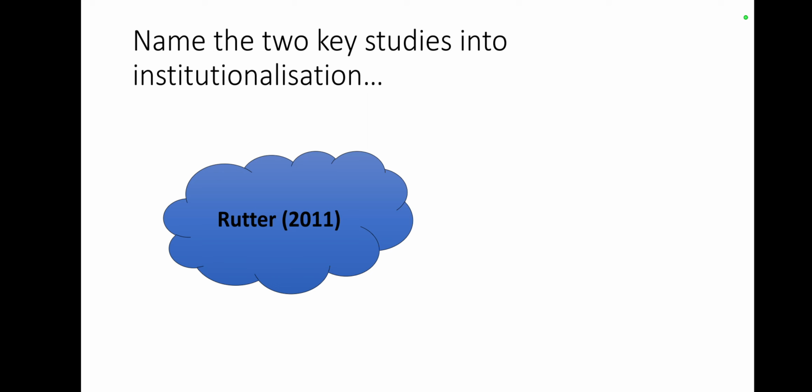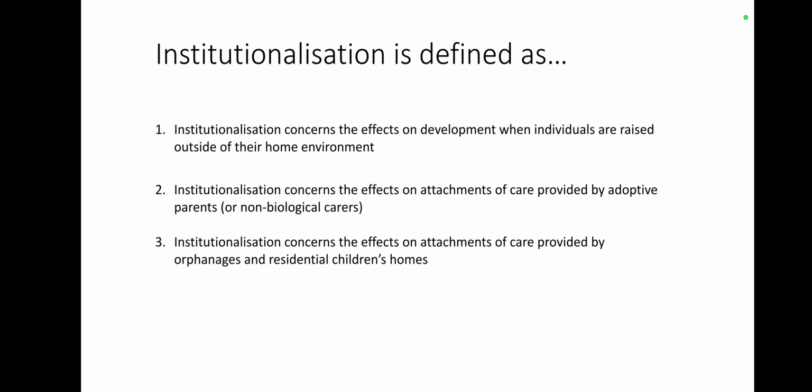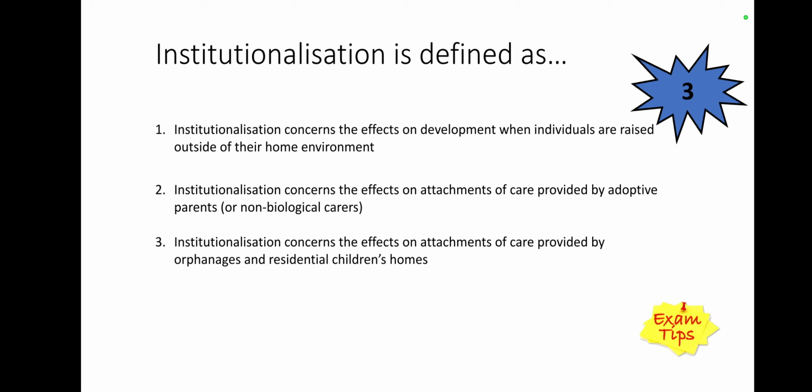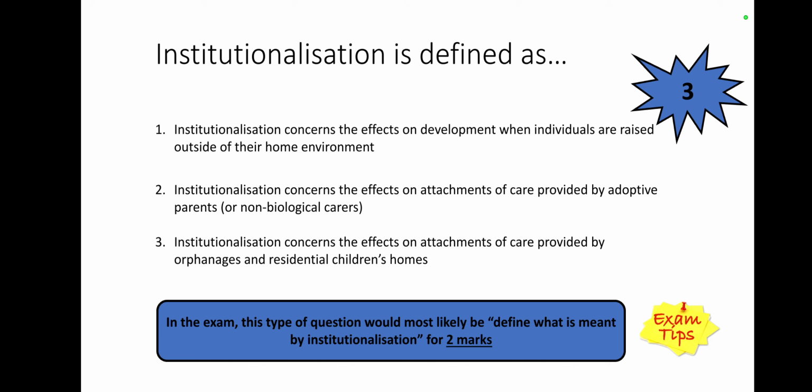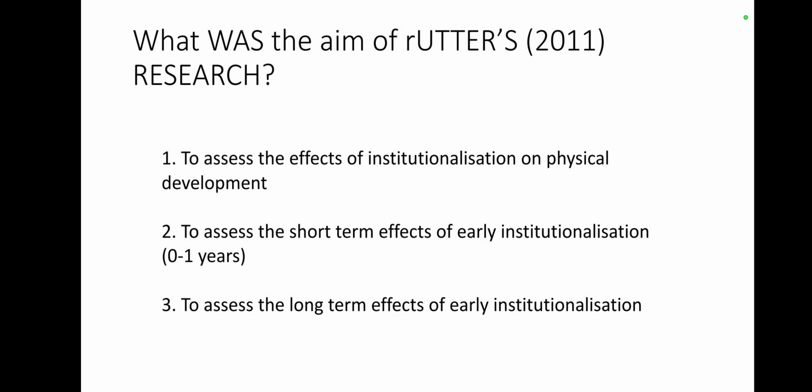So, name the two key studies in institutionalisation. This should be nice and fast. So the correct answers were Rutter and Chigani. Institutionalisation is defined as... So that should have been option 3, the care provided by orphanages and residential care homes. Also, just to clarify, remember that could be a 2-mark question.